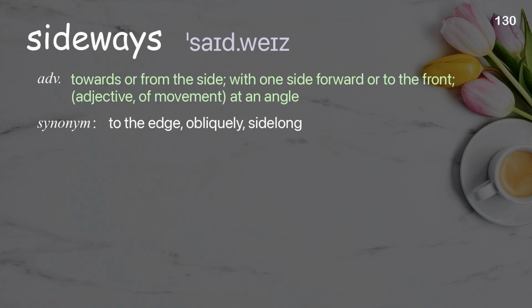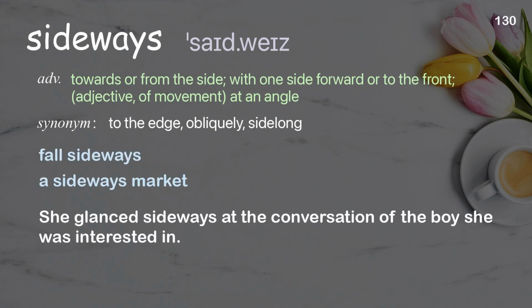Sideways. Towards or from the side, with one side forward or to the front; adjective, of movement, at an angle. Examples: fall sideways, a sideways market. She glanced sideways at the conversation of the boy she was interested in.